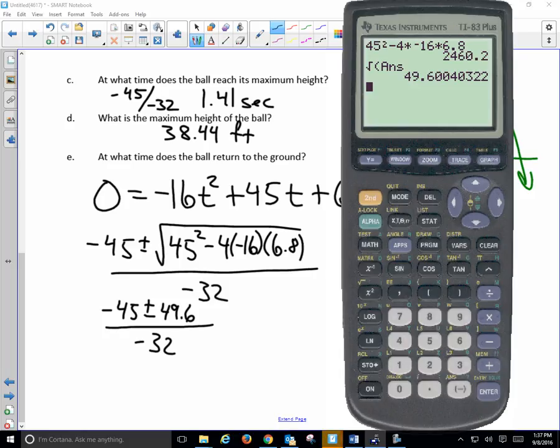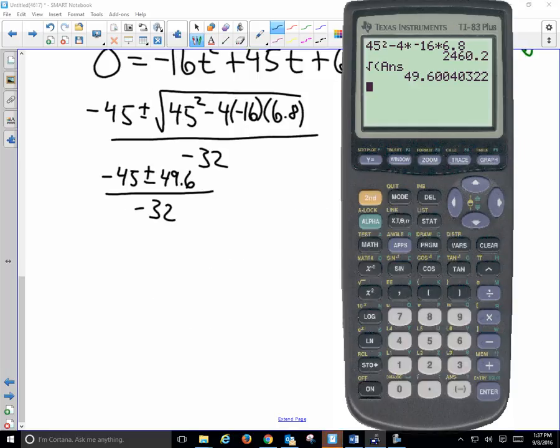Okay, so great. I've got this thing. Well, that doesn't really tell me what time. I don't really understand what that means. So what do I do? Okay, so we'll take negative 45 plus 49.6, and then I'll divide it by negative 32, and I get negative 0.14. Negative time probably doesn't make sense in terms of the problem, so we'll try the other one, negative 45 minus 49.6, and we'll divide that by negative 32, and we get 2.96.